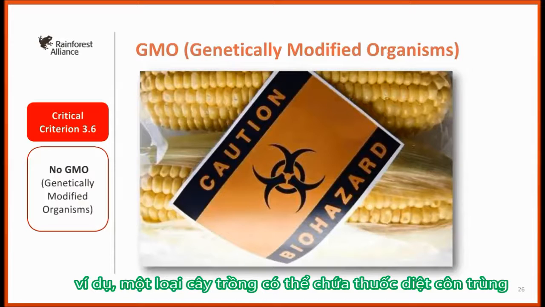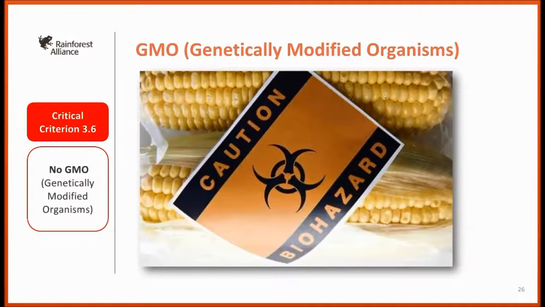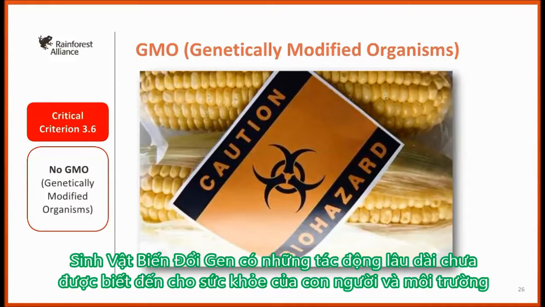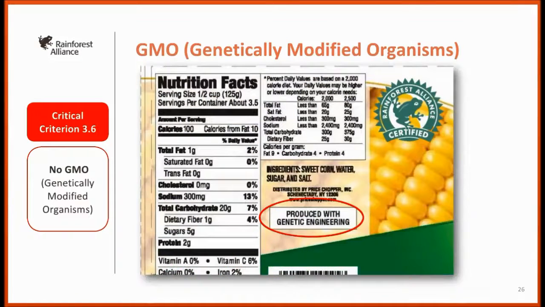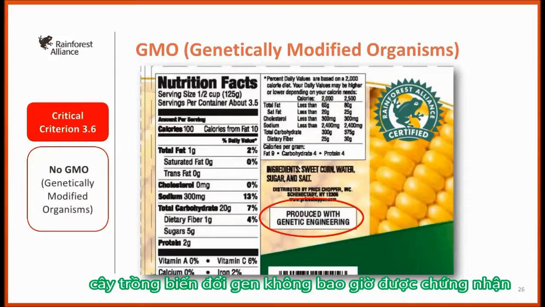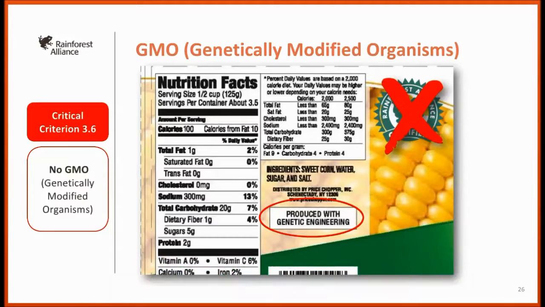For example, a crop can contain an insecticide within or become resistant to certain herbicides. There are many unknown long-term effects of GMOs to human health and to the environment. GMO crops can never be certified, and products that have been made with GMO crop cannot carry a certified seal.